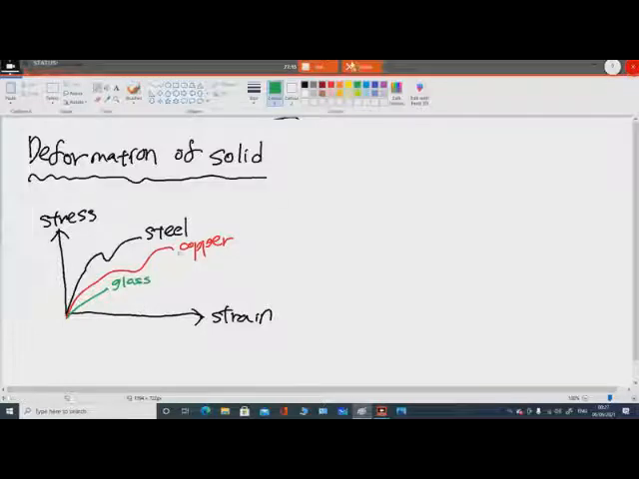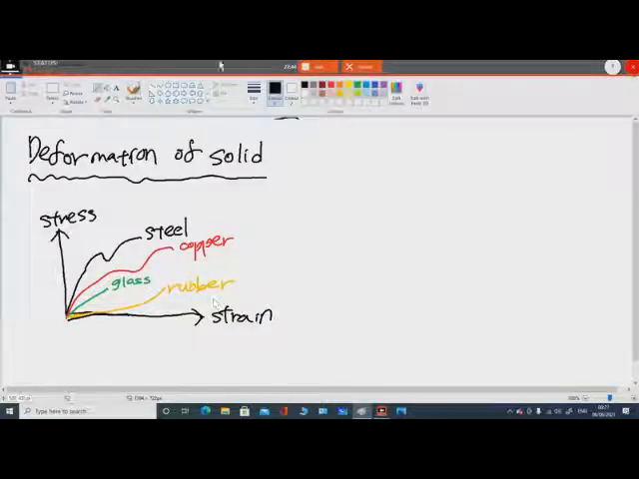And finally we have rubber. This graph is not according to scale. This curve should be inside the axis. Okay, so this is rubber.